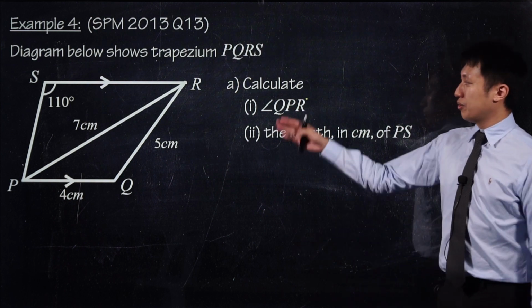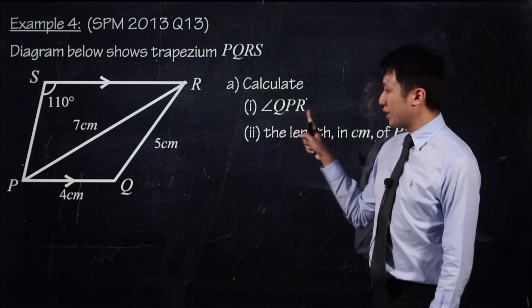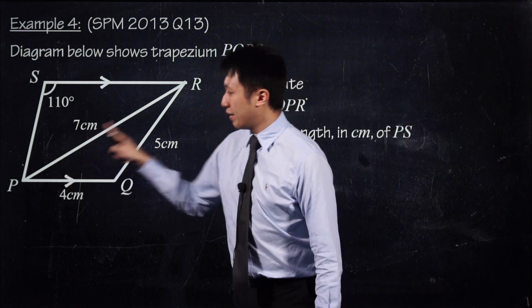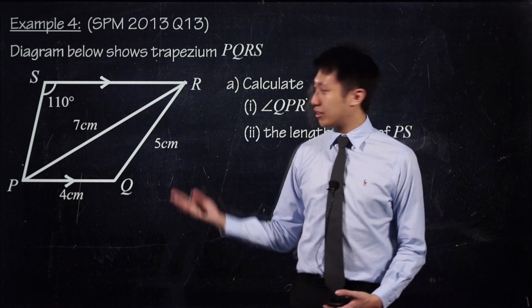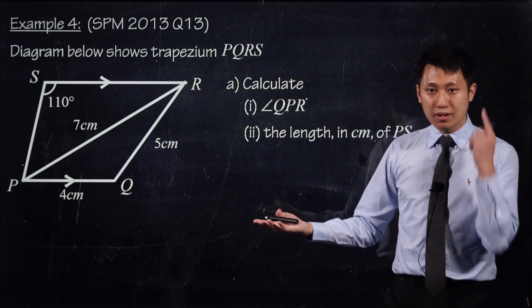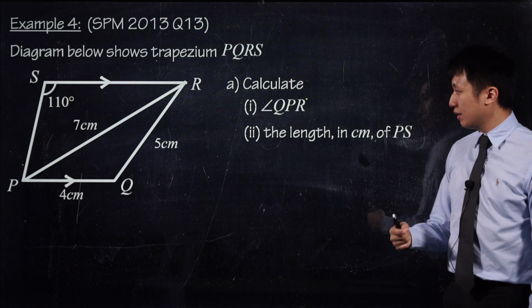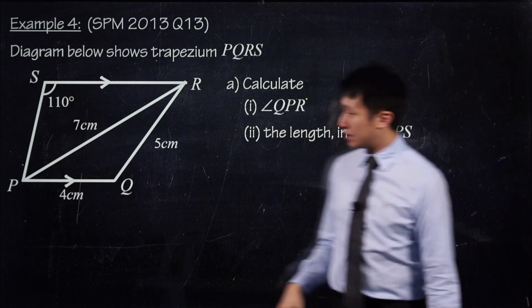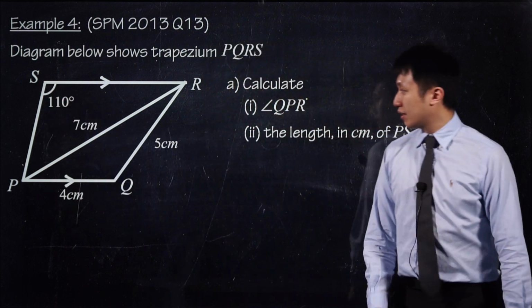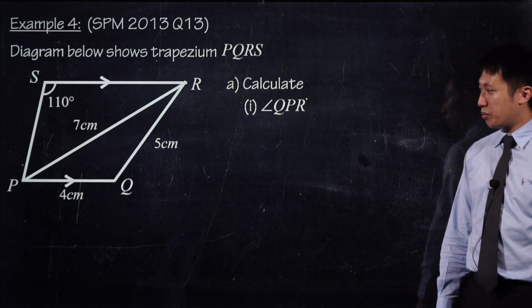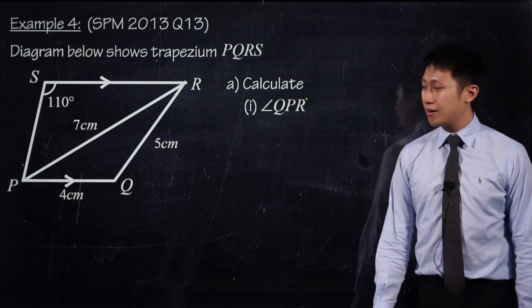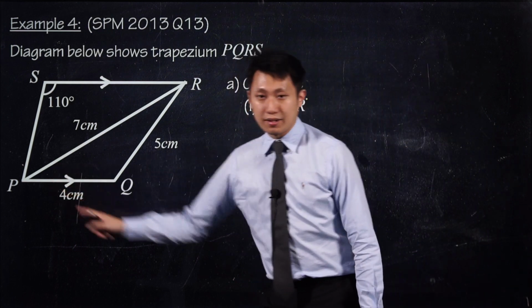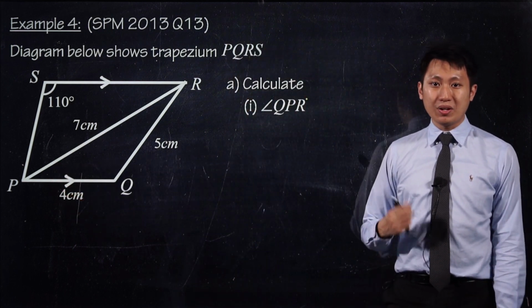Alright, great. So first, you want to find QPR. QPR and RPQ are the same, okay? It's just how you see it. And secondly, we want to find the length in cm of PS. PS is here. So let's talk about QPR first. QPR is this side, okay? What do you see?